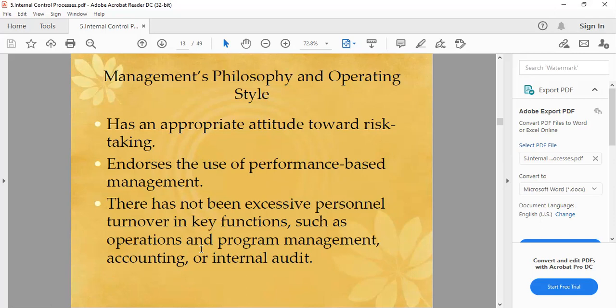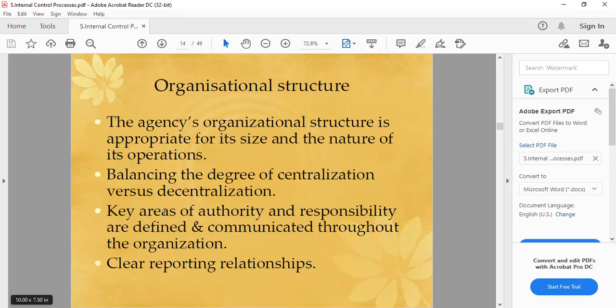So these are some key functions, and we're talking here about the managers. So why are we changing a lot of them, like most of the time? We can ask ourselves, it's perhaps because of the philosophy and operating style. Structure is with the organizational chart, which also shows the size and the nature of the operations. Then later on, in connection with the authority and responsibility as delegated, the degree of centralization versus decentralization.